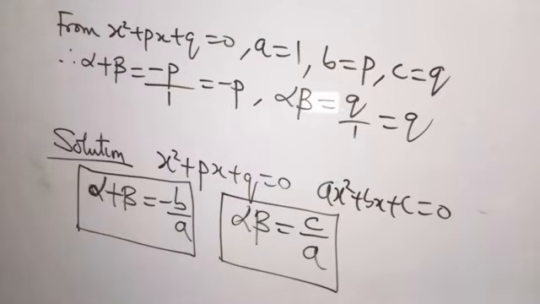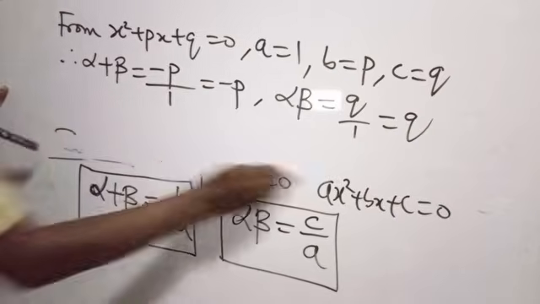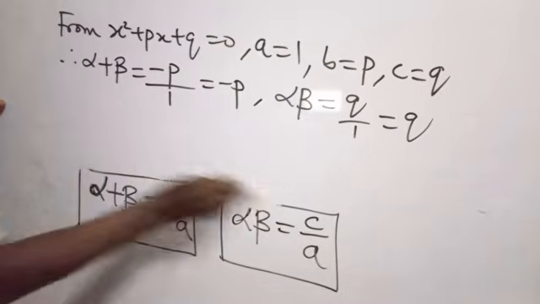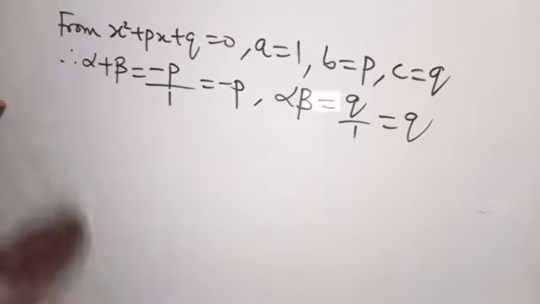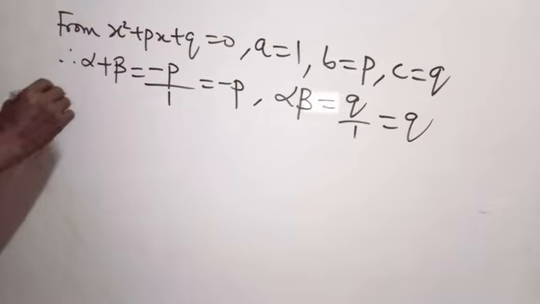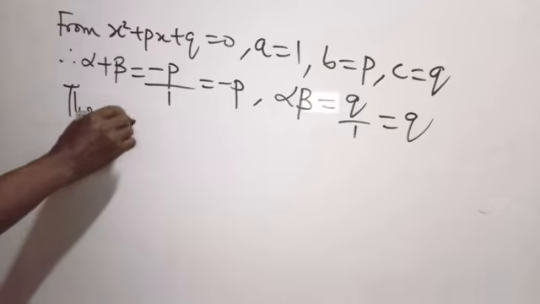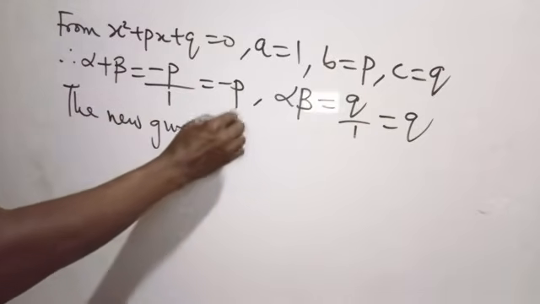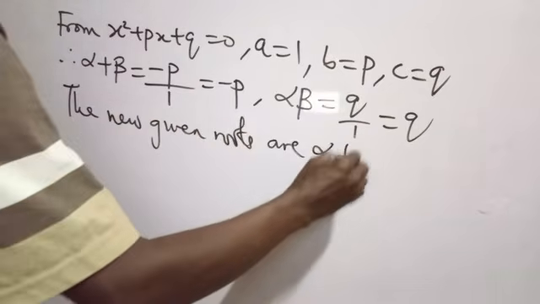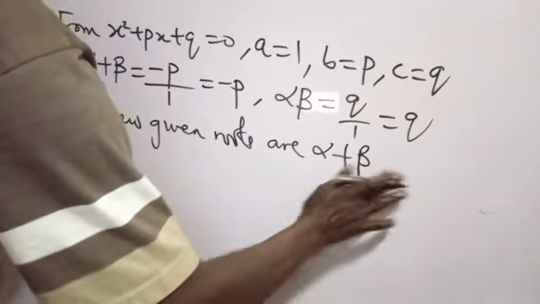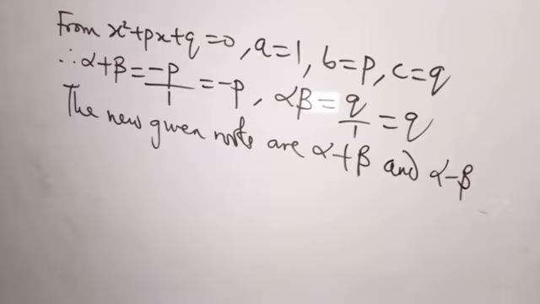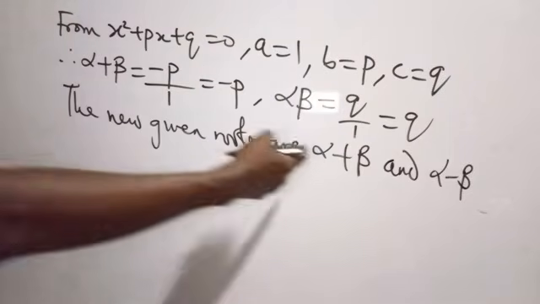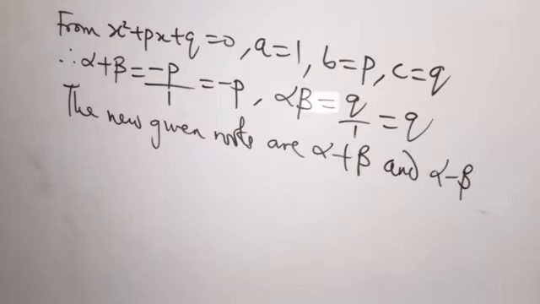Now, the next thing is we are asked to form an equation whose roots are alpha plus beta and alpha minus beta. How do we form an equation when the new given roots are alpha plus beta and alpha minus beta? These are the new given roots. How do we form equations that have alpha plus beta and alpha minus beta as the roots?